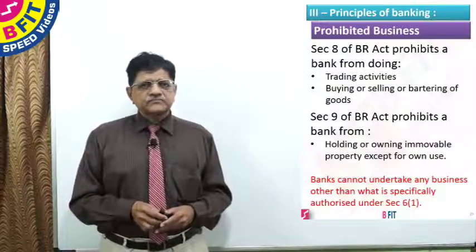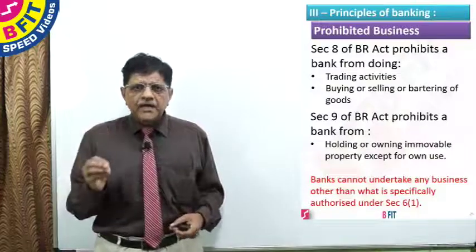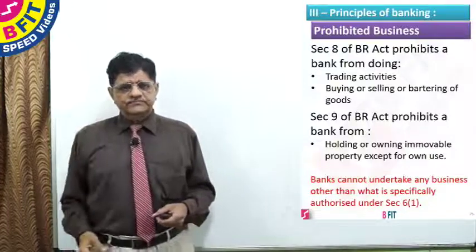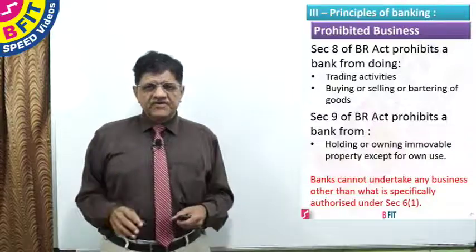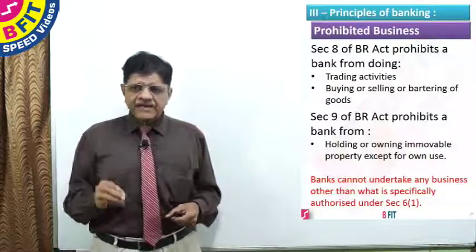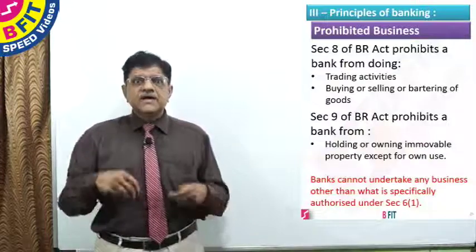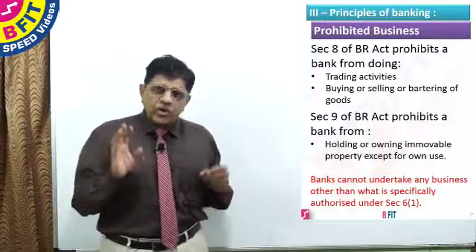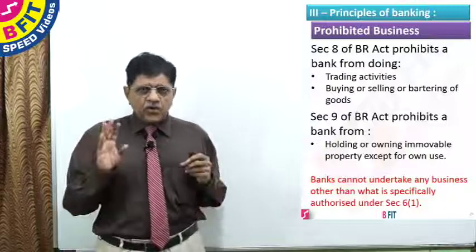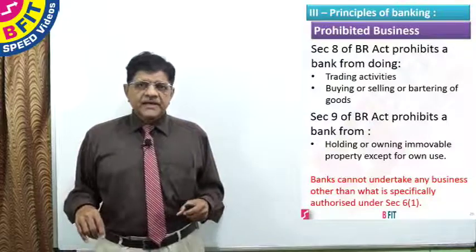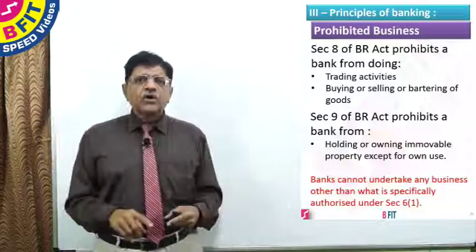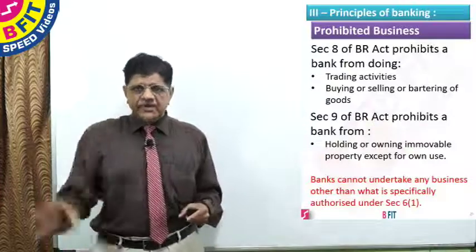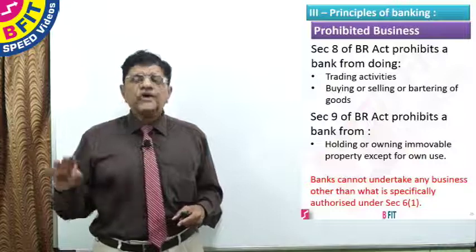a bank from holding or owning immovable property except for own use. Section 9 of the Banking Regulation Act very clearly stipulates a banking company cannot buy and sell real estate property. It can hold real estate property only for own use. Therefore, the Act very clearly defines the 4 areas, the 4 corners within which a banker can play. Beyond that, he cannot do any other business.